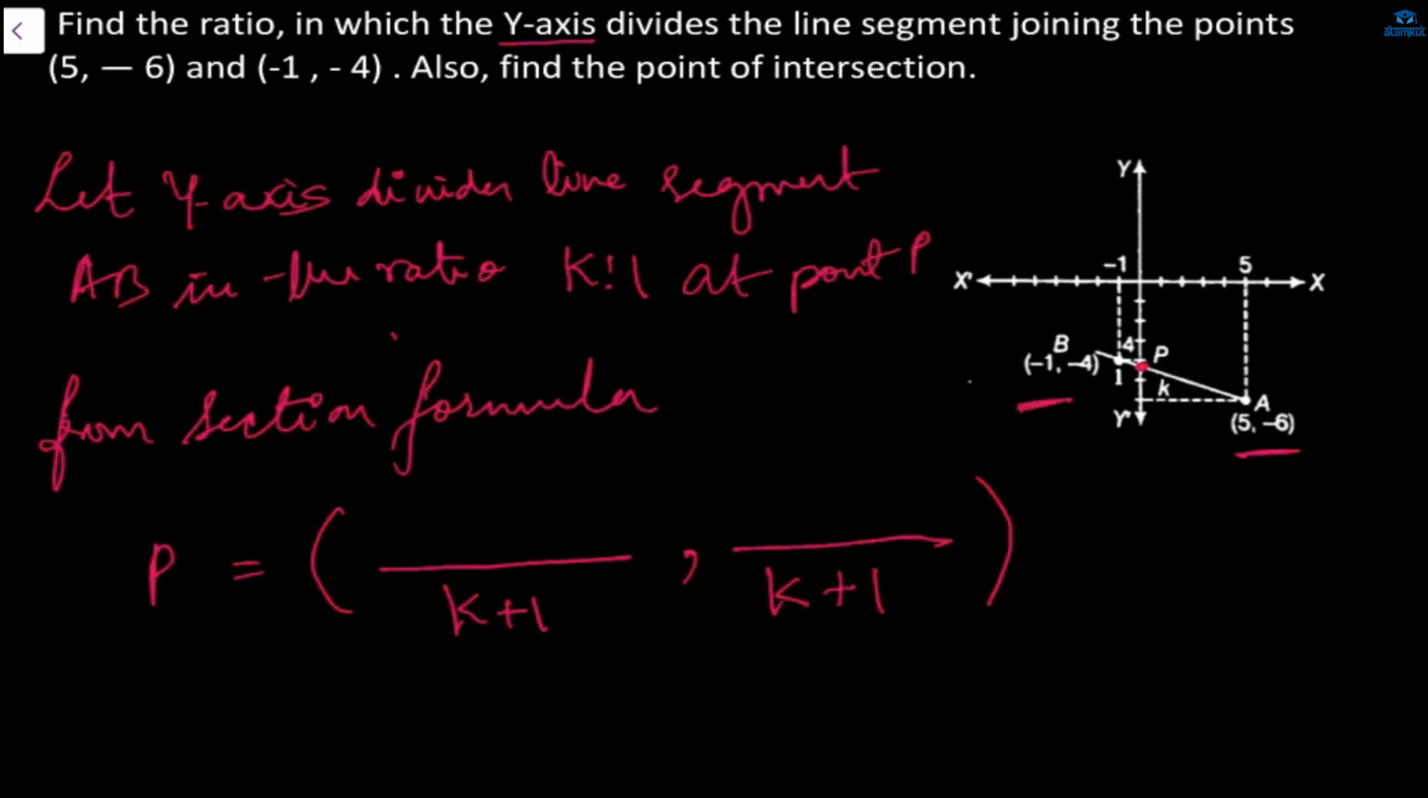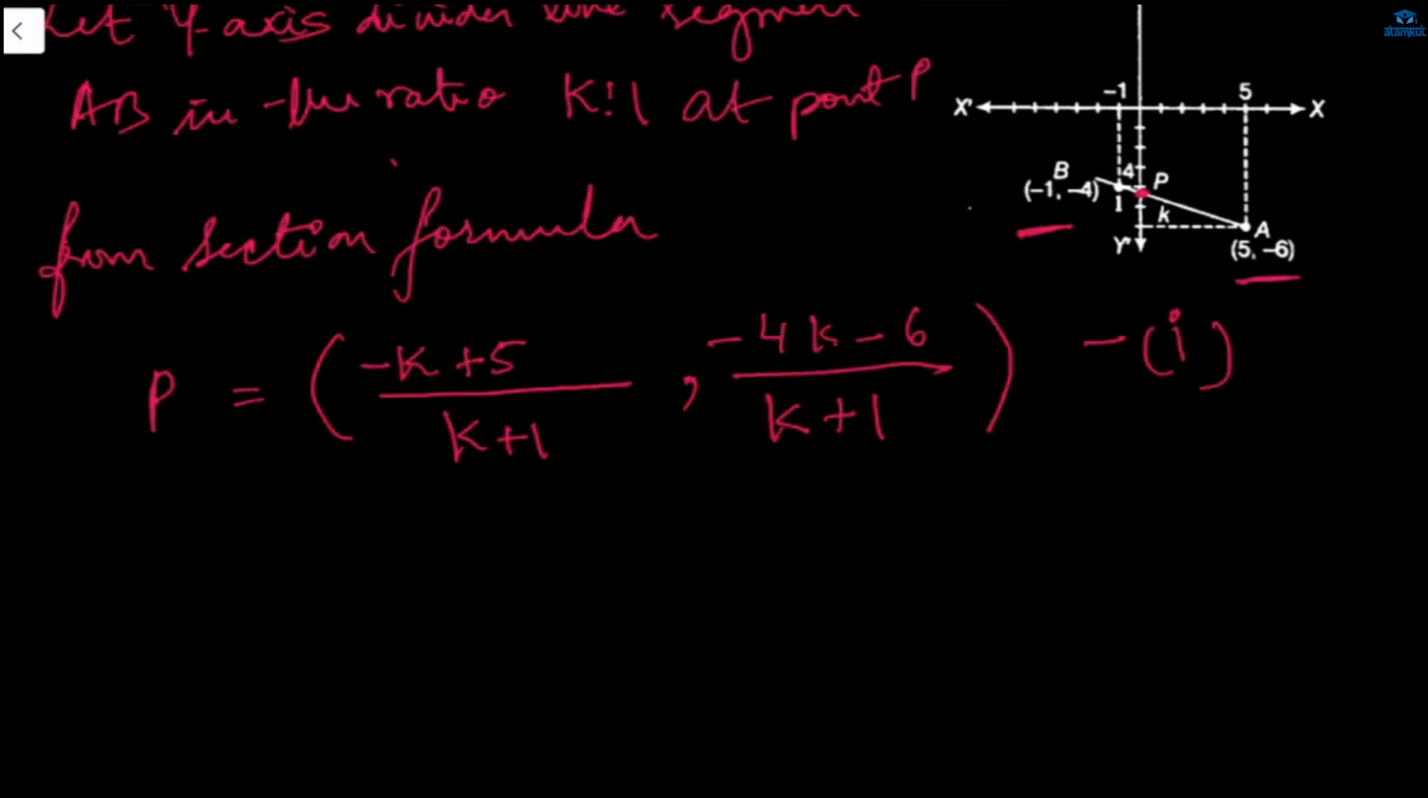So now k multiplied by x2, minus k plus 5, we are going to multiply it. Then minus 4k minus 6, and you can assume the denominator as 1. So we have got the value of P as minus k plus 5 by k plus 1. This is the value of x, and the value of y is minus 4k minus 6 by k plus 1.